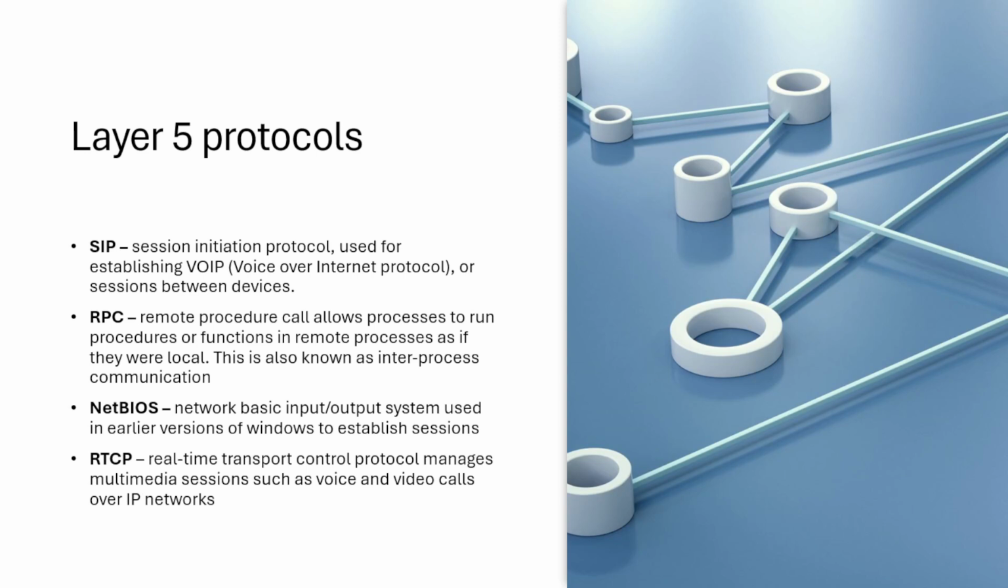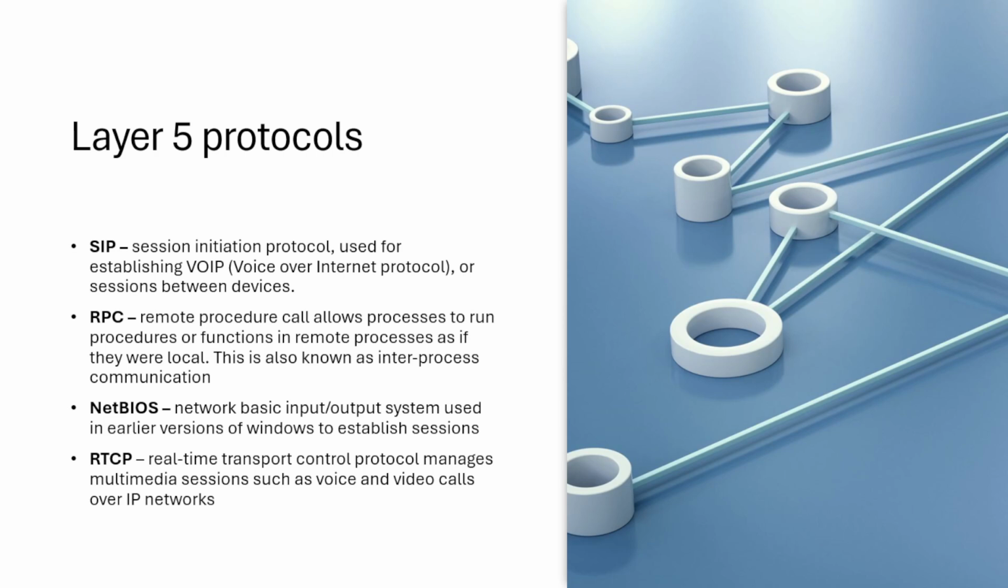Protocols at layer 5 are SIP, Session Initiation Protocol, used to establish VoIP, which is Voice over Internet Protocol, sessions between devices. Essentially, when you have a network-controlled telephone system, SIP protocols are being used. RPC, Remote Procedure Call, allows processes to run procedures or functions in remote processes as if they were local. This is also known as inter-process communication.